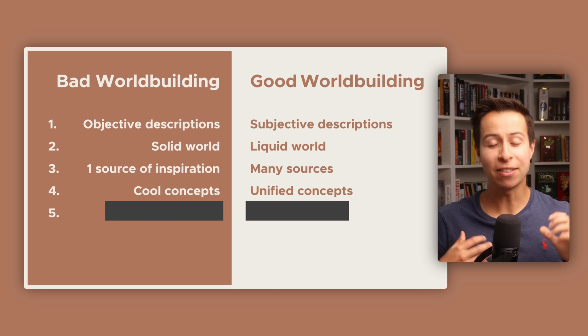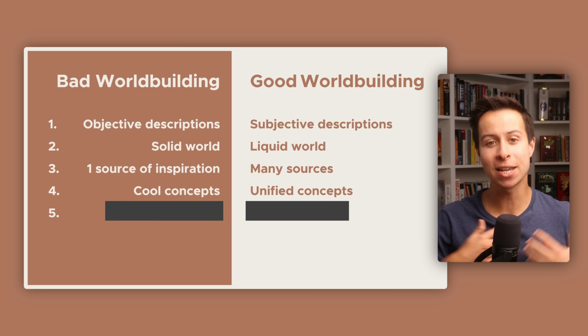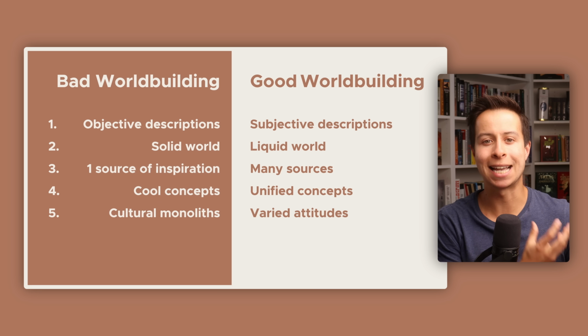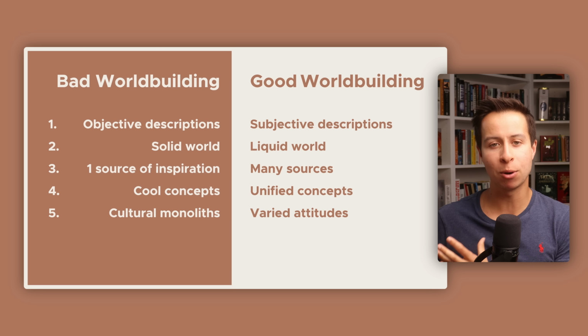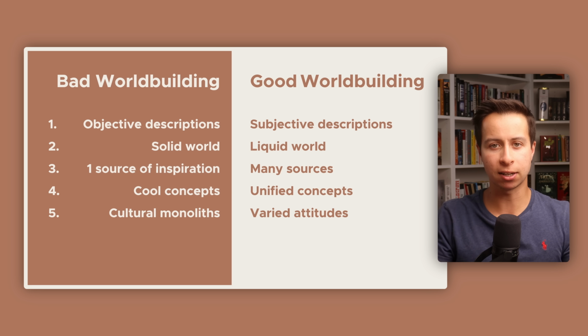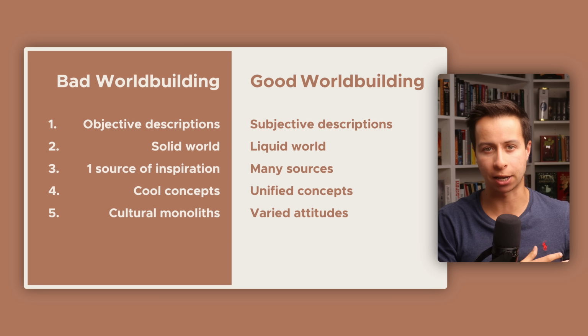And then the fifth big difference between good world building and bad world building is that bad world building treats cultures as monoliths, whereas good world building acknowledges that even within a particular group or within a particular society that has strong beliefs, people are going to have their own interpretations of things.